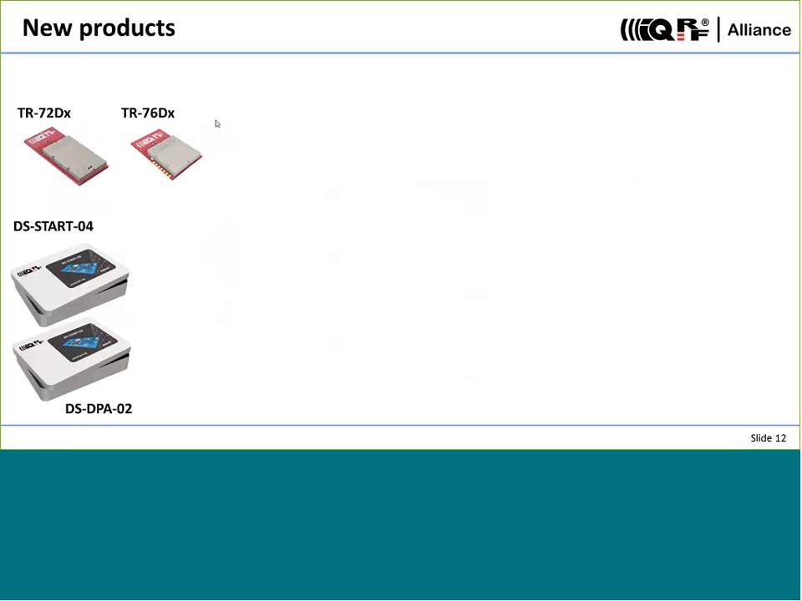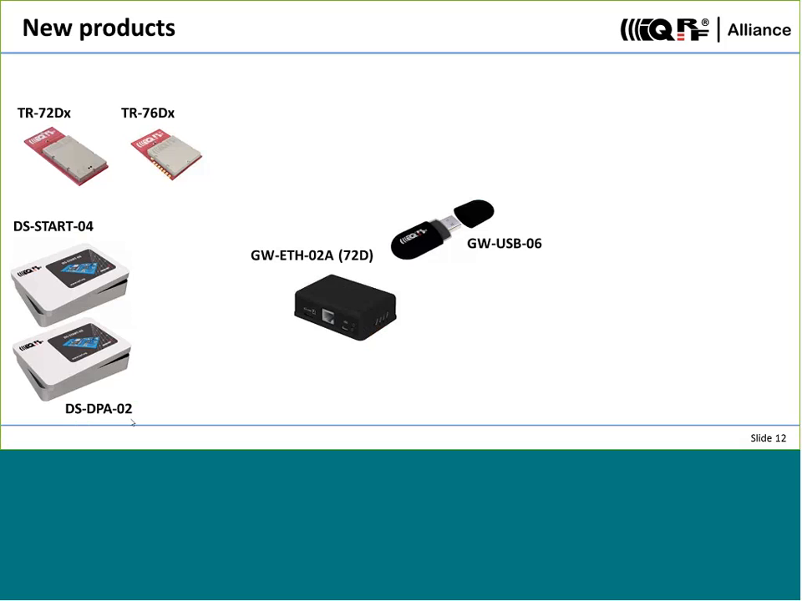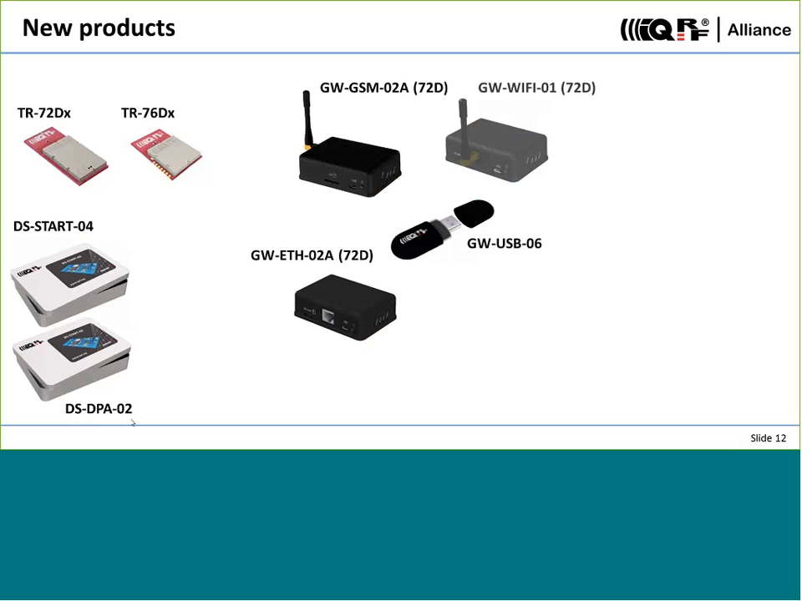This is also coming with a new development set. DS Start 04 will be equipped with the 72D modules. And as you know, DSDPA consists of 2 boxes of DS Start, so basically there will be DS Start, DSDPA 02. We are working on the USB gateway with the red modules, as well as the Ethernet, GSM, and Wi-Fi gateways. You can see that the name of the gateways will be the same, and you will just specify which module you want inside with this prefix.